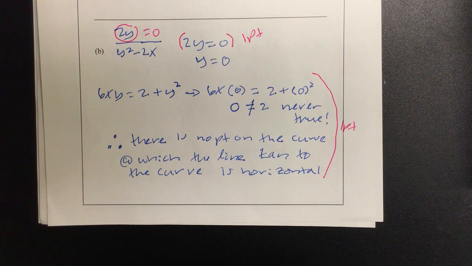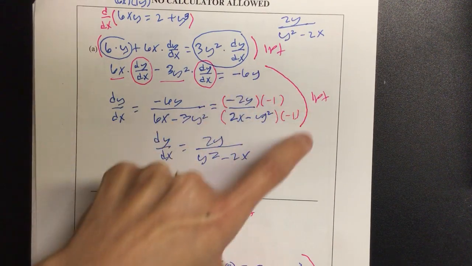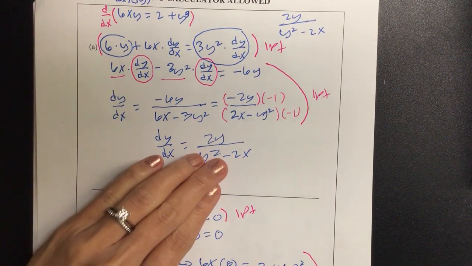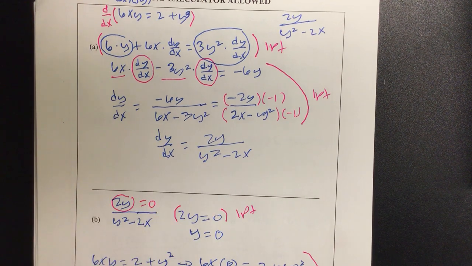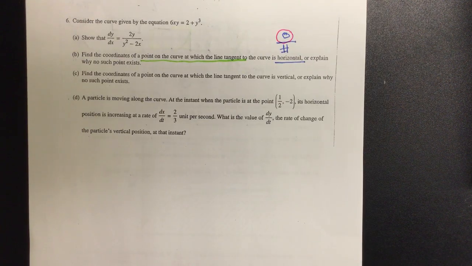All right, part C. The first one was if you derived it implicitly correctly is 1 point, and everything in between is another point, because we know we have to get to that final anyways. Okay, Lauren, let's read part C. Find the coordinates of the point on the curve that shows the line tangent to the curve is vertical, or explain why no such point.